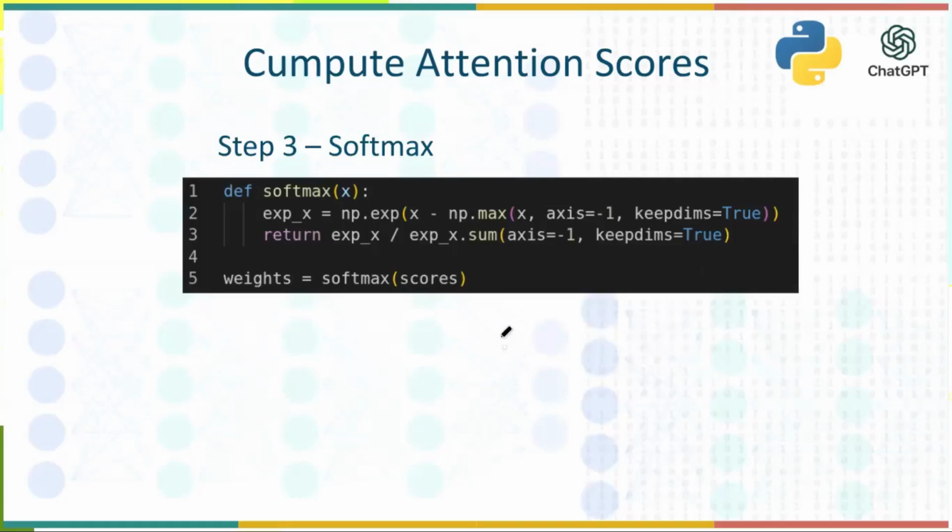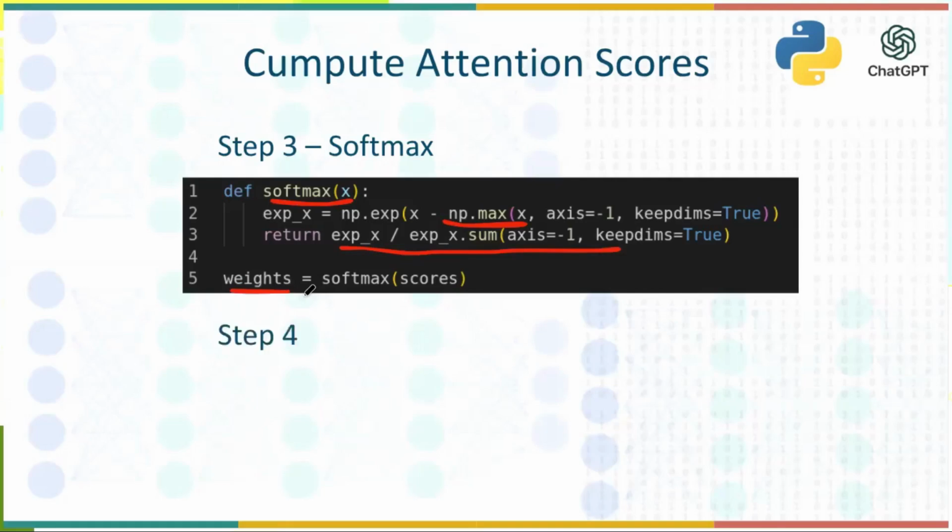Then, we transform the scaled scores into probabilities. We do this with the softmax function, which we apply row by row. To keep the calculation stable, we first subtract the maximum value in each row before exponentiating. This prevents numerical overflow. The result is then a probability distribution for every token. Each row now tells us how much attention that token should give to every other token in the sequence.